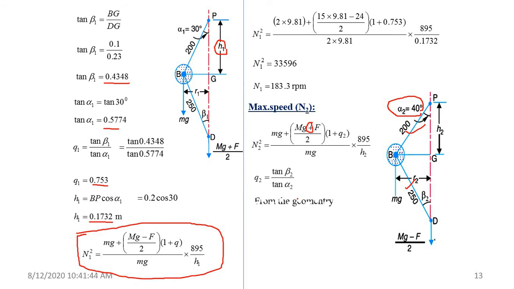In the same manner, first you have to find the Q2 value. Q2 means tan beta divided by tan alpha, with the same PG, so it will be easy. So first, find the PG value.